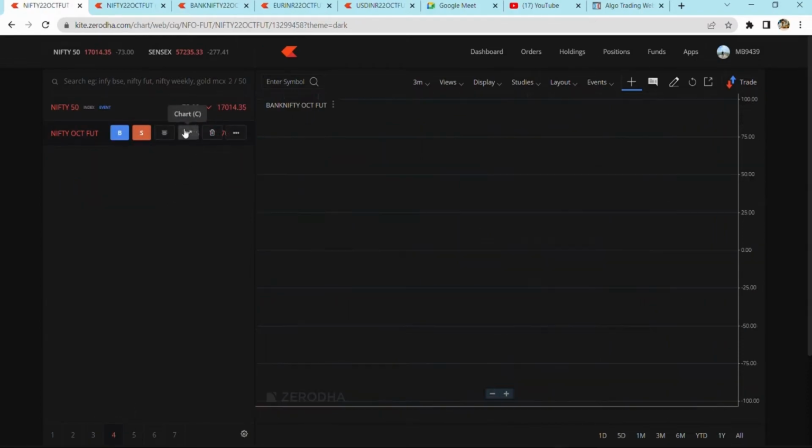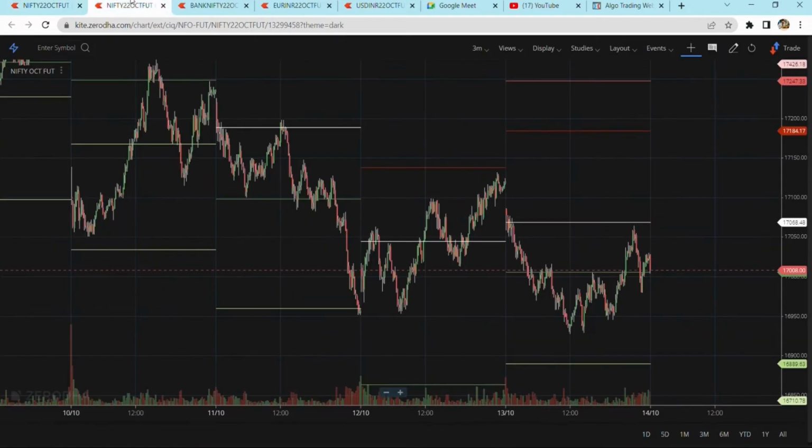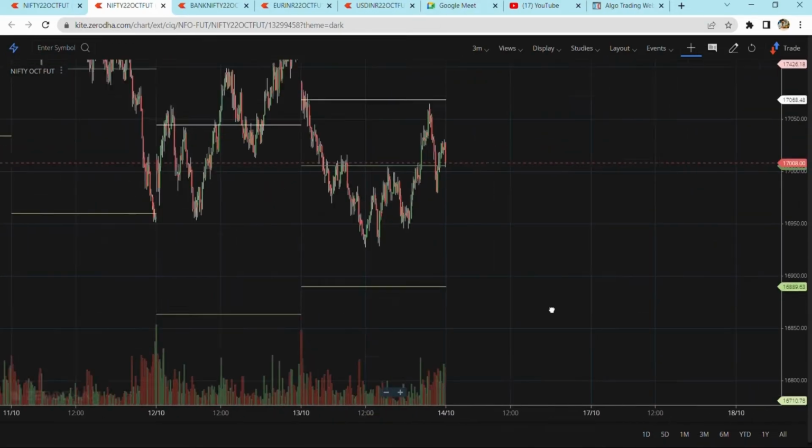Looking at the Nifty October future, the previous close was at 17,114, while the open was at 17,085, the high was at 17,086, and the low was created at 16,927. So when we come back to the Nifty October future chart on the 3 minutes time frame, we can clearly see how the trend has been following.